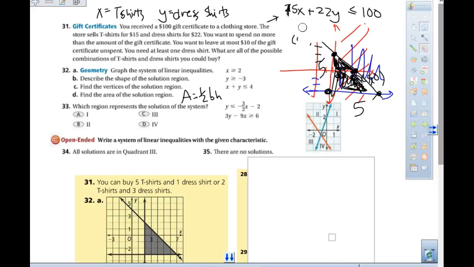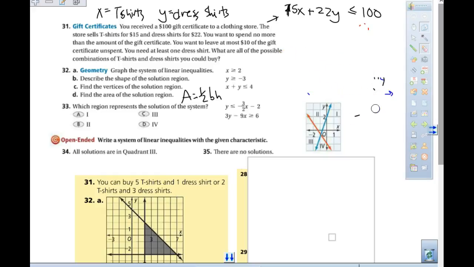Next one. What's another equation I can write from the information they're giving us? Someone want to give me another one from that next sentence? You can spend no more than what's on our gift certificate, so we can't spend more than $100. We want to leave at most $10. Do we want to leave $11? Or do we want to leave $9, $8, $7, $6, $1? Which one are we looking at?